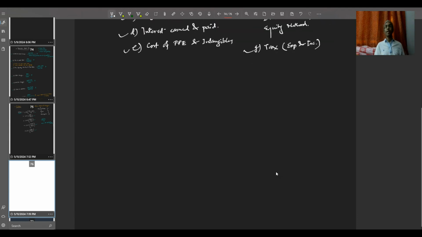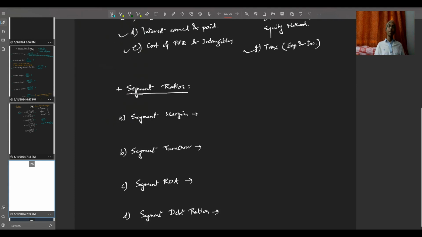Now we will come to the segment ratios. First is segment margin. This is segment net income divided by segment sales or segment revenue. You want this number low or high? Obviously high. Segment turnover means segment sales by segment assets. Obviously you want this number to be high. Segment return on assets is segment net income by segment assets. You want this number also to be high. Segment debt ratio is segment liabilities by segment assets. Obviously this one you want to be low.